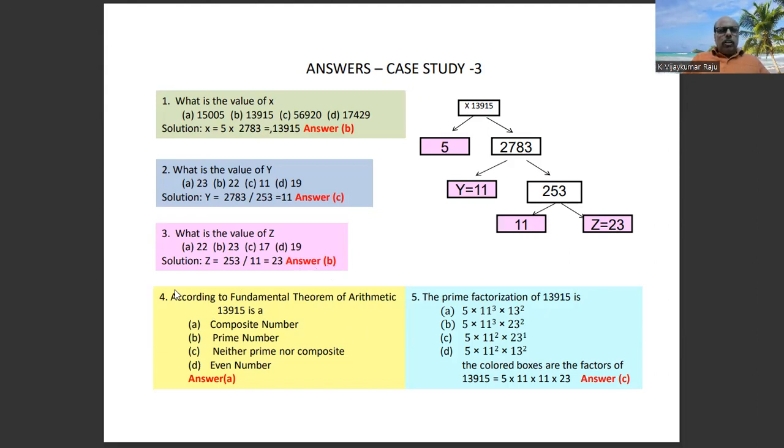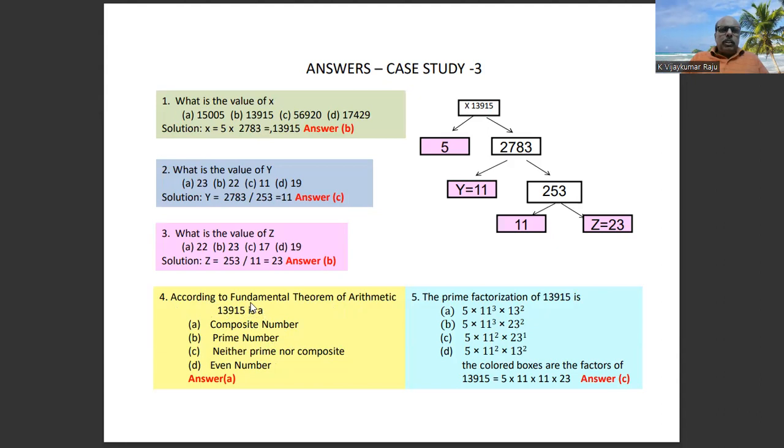Okay. Now question number 4. According to the fundamental theorem of arithmetic, is 13915 a composite number, prime number, neither prime nor composite, or even number? Now if you see here, a prime number, as I said before, is a number having only two factors. Those two factors should be the number 1 and the number itself.